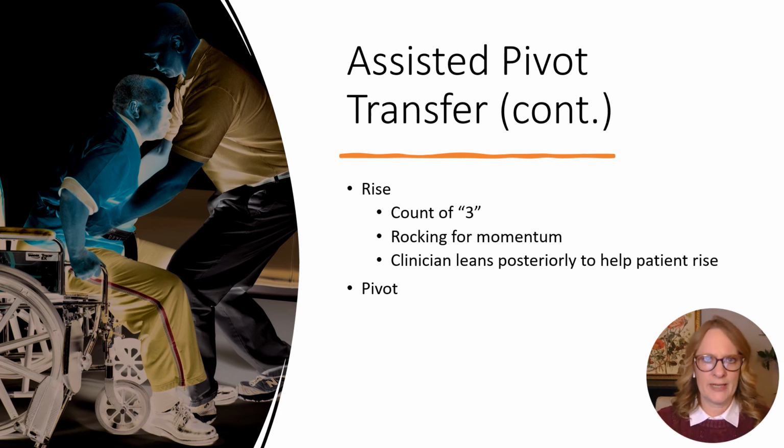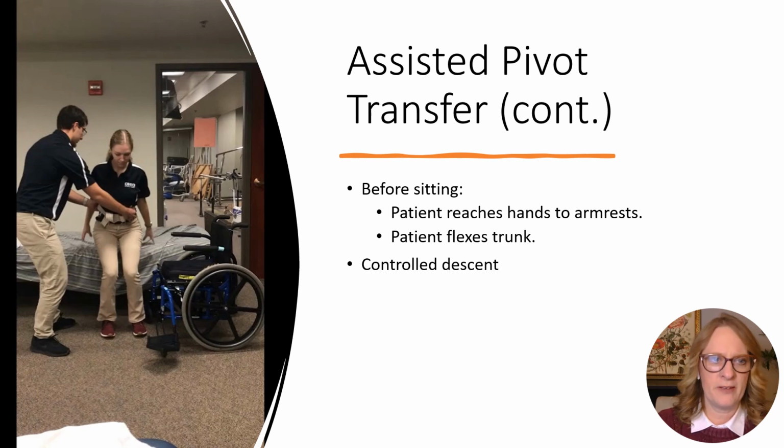And you're going to lean posteriorly, right, to help the client rise. And so you're going to come to either a full stand or a partial stand. You don't always have to have the client come up all the way upright if they're not feeling as stable or you're not feeling as stable. A lot of times clients will stay kind of leaned over a little bit, and that actually makes it easier for you to do the pivot.